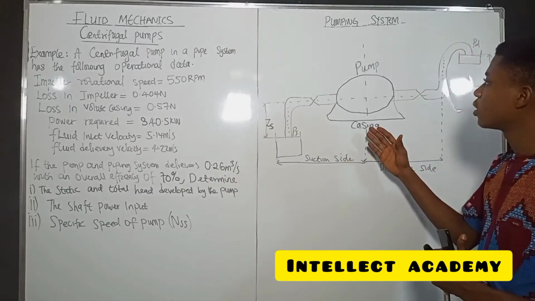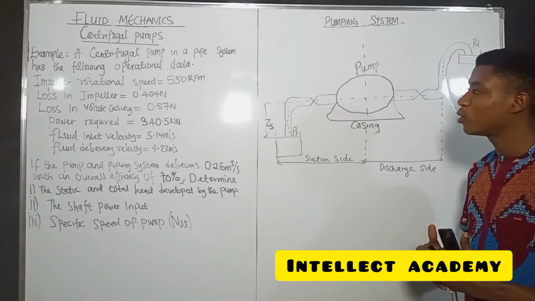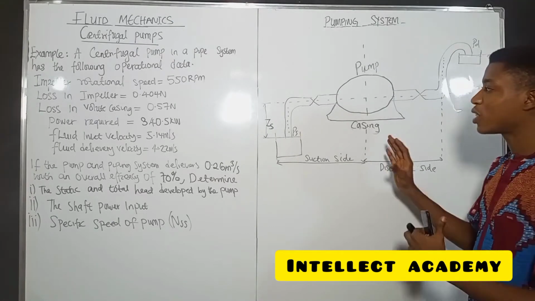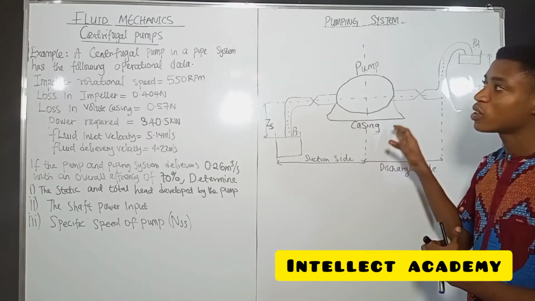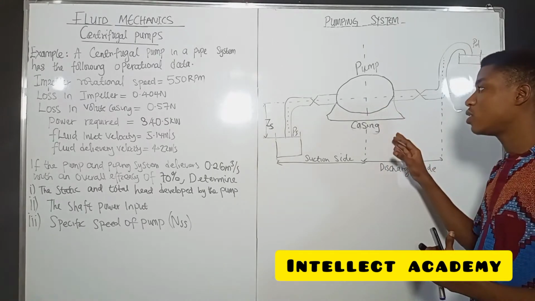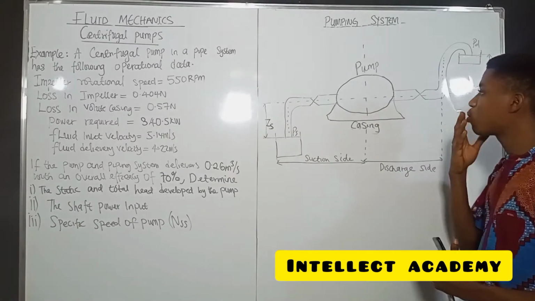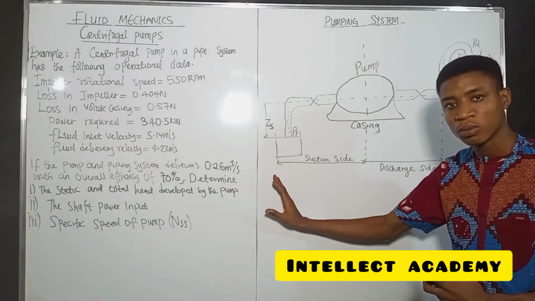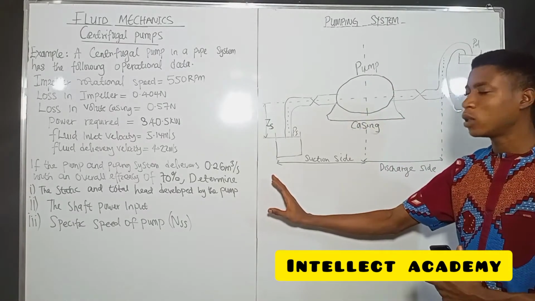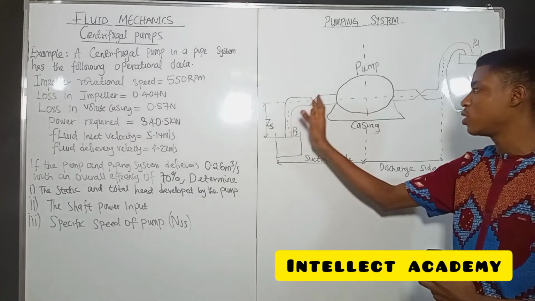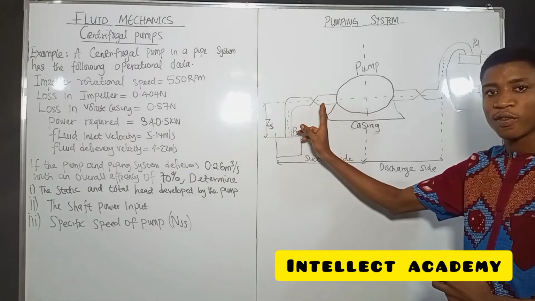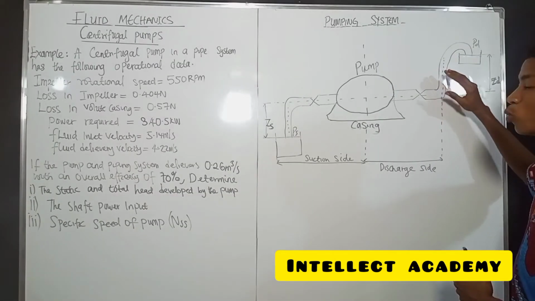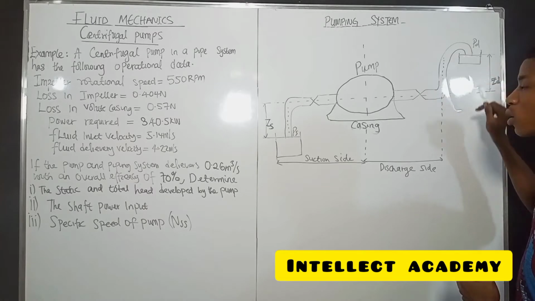This is a pumping system. Before we go into the centrifugal pump, just know that this is a pumping system, not a centrifugal pumping system. In this system, the pumping system is divided into two parts. We have the suction side, which is the part where the fluid flows in, the inlet of the fluid. Then we have the delivery side where the fluid, which is the liquid, flows out.